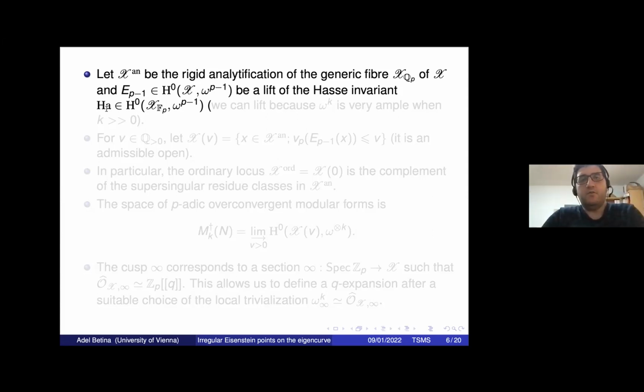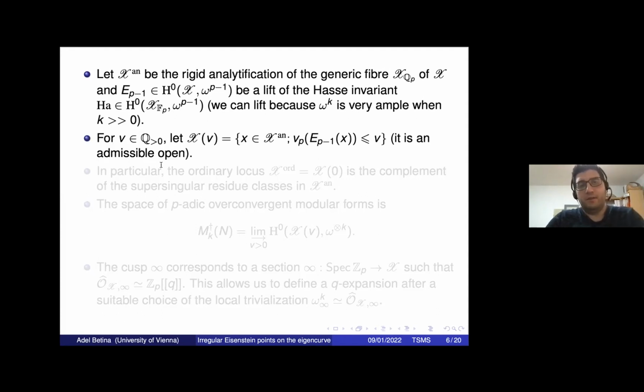And then you can always lift here because this line bundle is very ample. I mean, omega itself has a positive degree, but with Riemann-Roch, you can check when it is very ample, and then you can show that the H^1 is 0 and you can lift it.